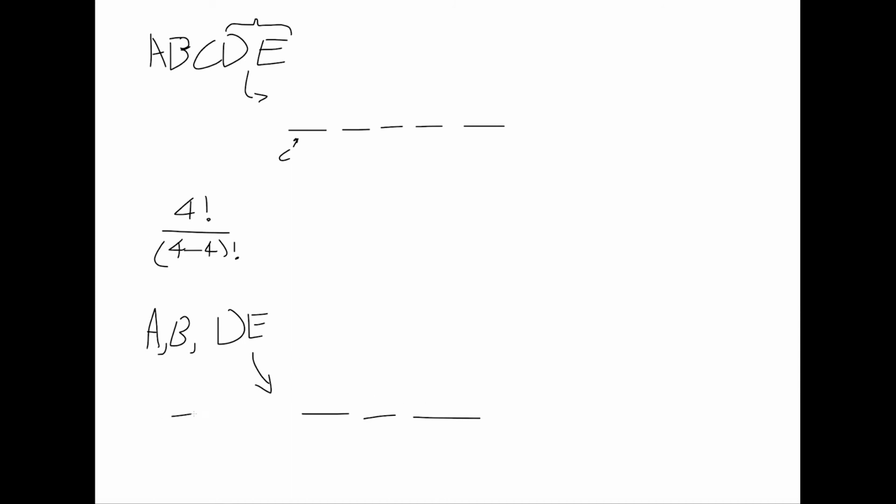So now let's plug it into the formula. We have 3 factorial divided by 3 minus 3 factorial, which equals 3 factorial, which equals 6. Okay? So there are 6 different ways A, B, C, D, and E can be rearranged, assuming that C is always in the first position and D, E are always together in that order.